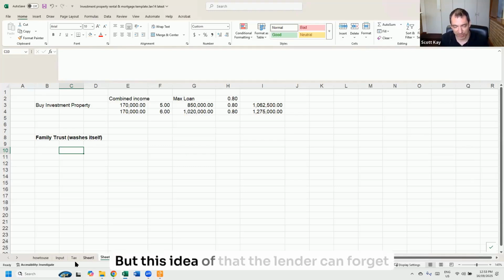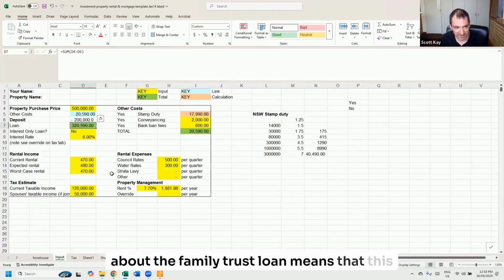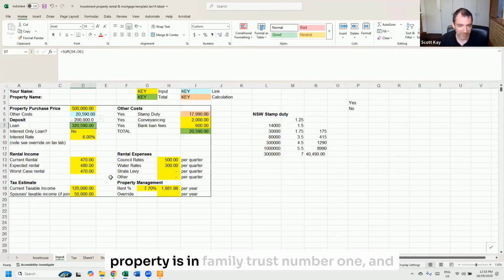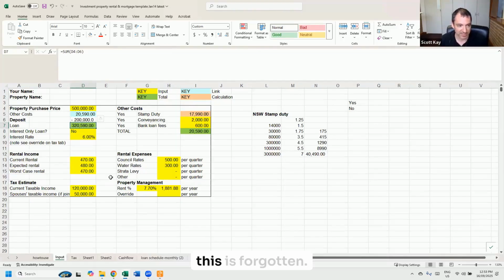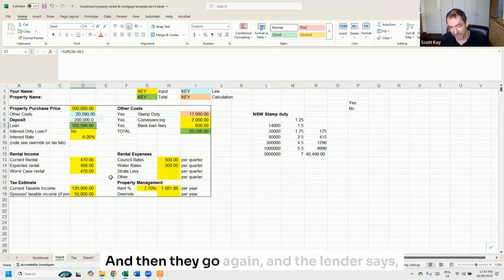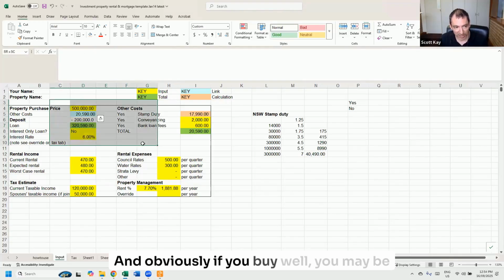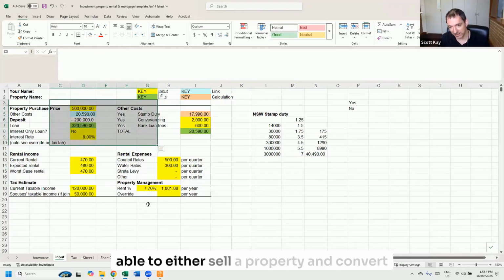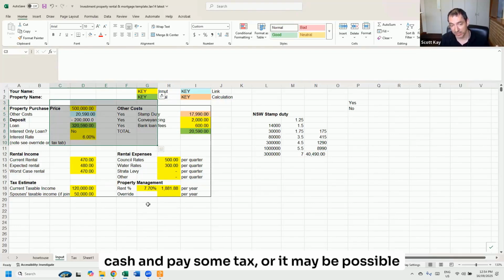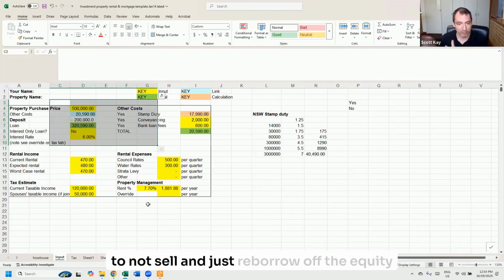This idea that the lender can forget about the family trust loan means that this property is in family trust number 1, and this is forgotten, and then you go again, and the lender says, okay, we're going to lend you more money to buy property number 2. And obviously, if you buy well, you may be able to either sell a property and convert cash and pay some tax, or it may be possible to not sell and just re-borrow off the equity position.